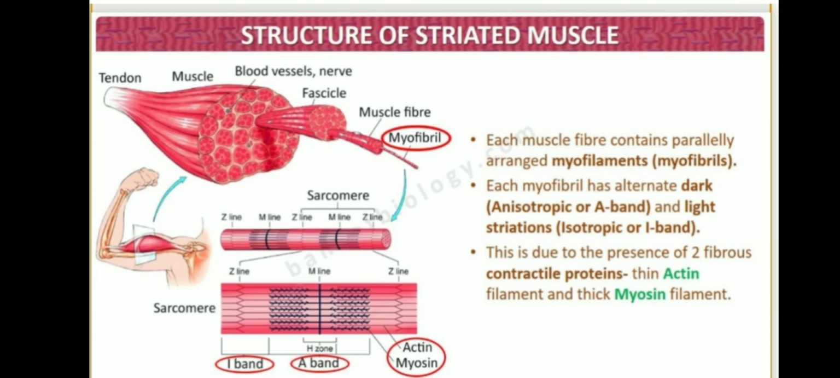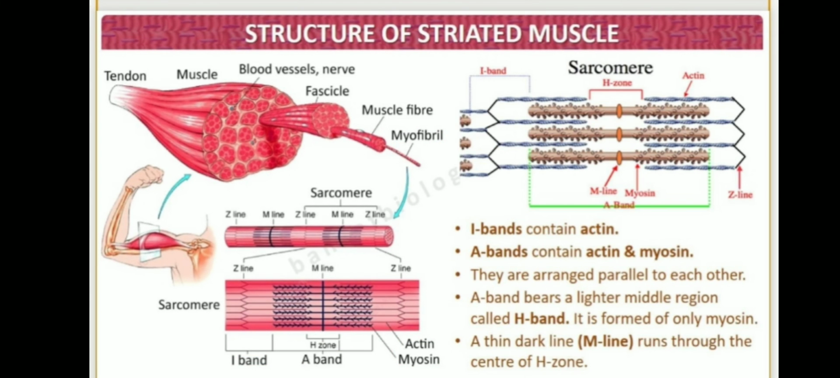Each muscle fiber contains parallelly arranged myofilaments, which are known as myofibrils. Each myofibril has alternate dark, also known as anisotropic or A band, and light striations, that is isotropic or I band. This is due to the presence of 2 fibrous contractile proteins, that is thin actin filament and thick myosin filament. I bands contain actin, A bands contain actin and myosin, and they are arranged parallel to each other.